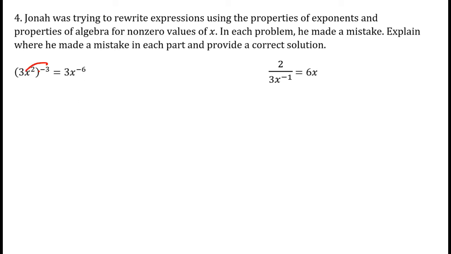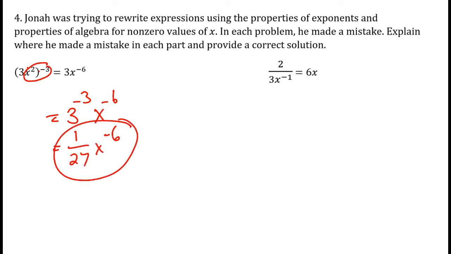It looks like Jonah just applied the property there. Everyone needs to get raised to the negative third. So Jonah's answer should really be 3 to the negative third times x to the negative sixth, which is 1 over 3 cubed, which is 27. That should be Jonah's answer, truly. Because it's in parentheses, everyone gets raised to the negative third power.